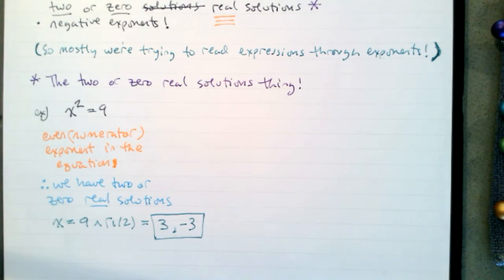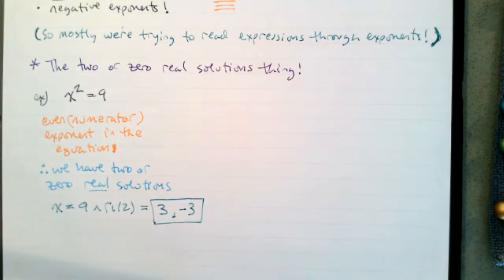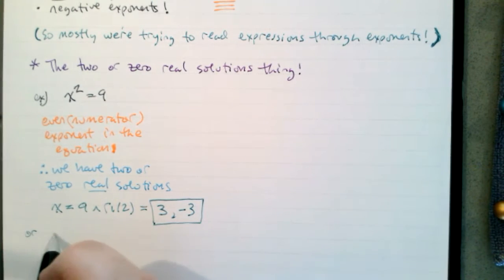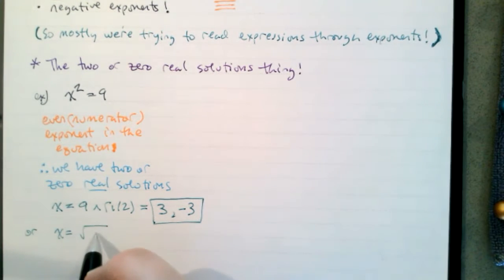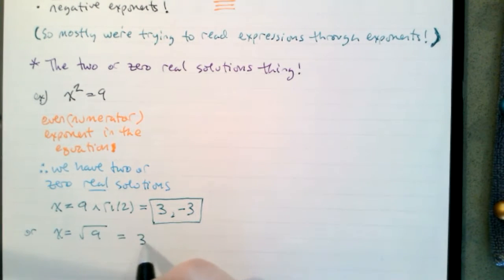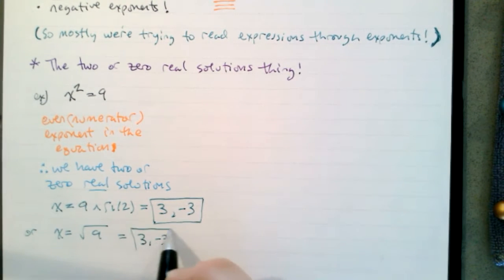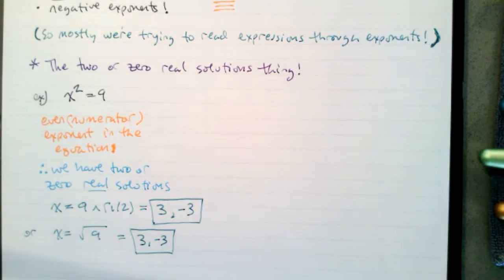We can also read the 1/2 power as a square root. So we could have also solved this by saying x equals the square roots of 9, which is going to give us a 3 and a -3. There's some nuance here. When I write the symbol square root of 9, we usually mean we're talking about the principal square root, the positive one. And so if someone asks you what the square root of 9 is, you just say 3.